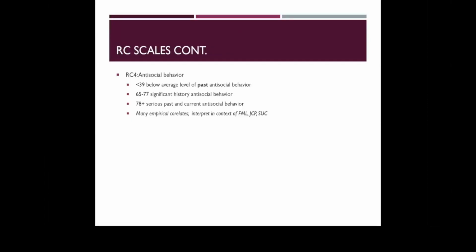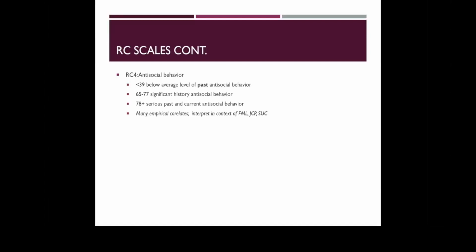RC4 is antisocial behavior. Again, the seed scale, new name, reflects the construct. Can be interpreted low or high, not surprisingly, below average level of past antisocial behavior if it's low, and then significant history of antisocial behavior, and then as the scores get even higher, past and potentially current. The manual points out that this is really best viewed as a history of prior antisocial behavior because most of the items are mentioning the past. So past involvement with the criminal system, or difficulties with authority, conflictual personal relationships, acting out, all of that sort of thing.